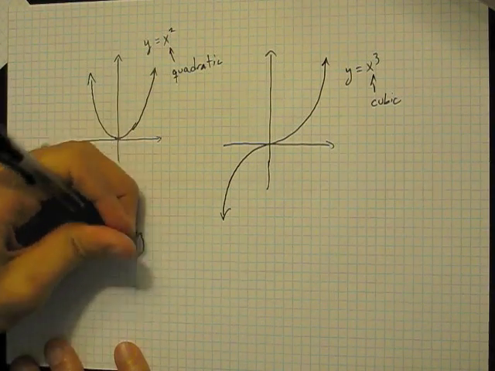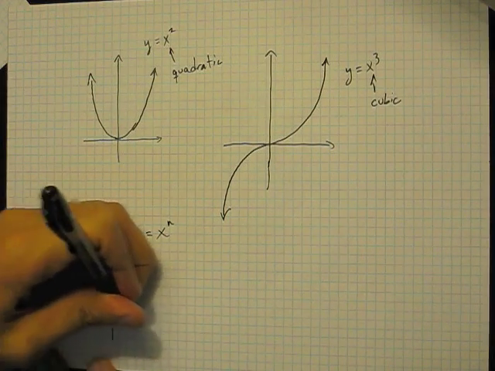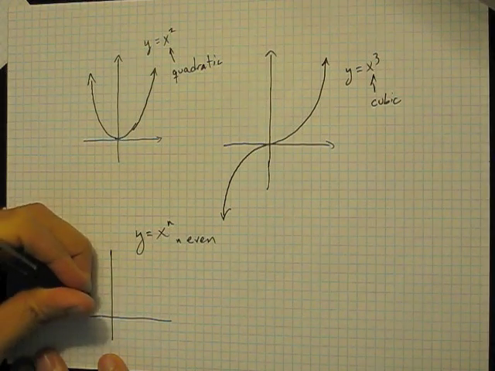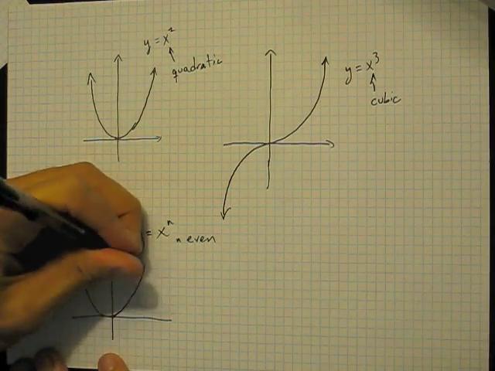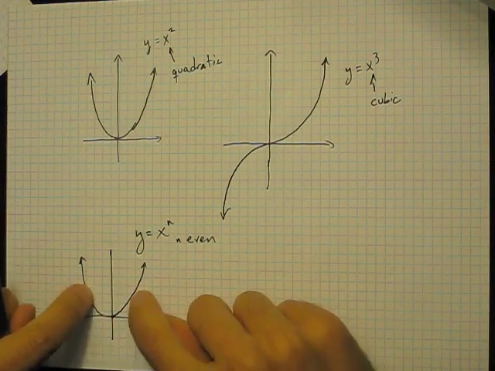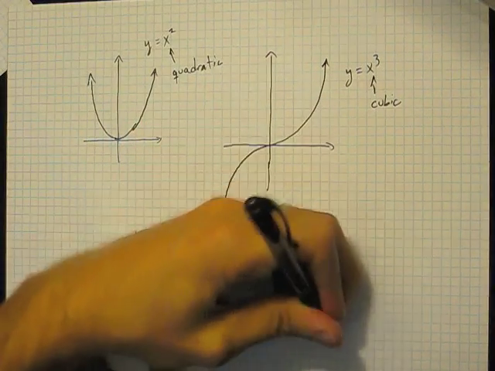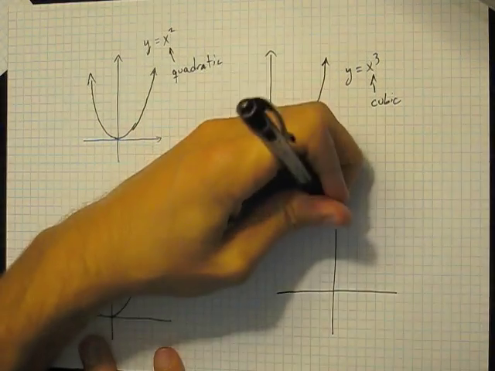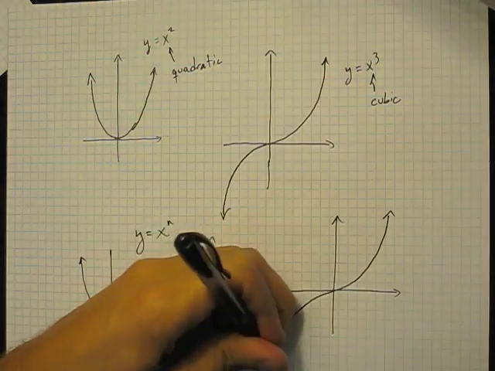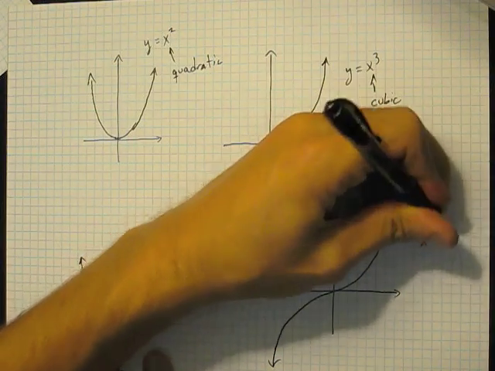So, for instance, if y equals x to the n, and n is even, then the graph is basically going to look like this. The higher this power goes, the fatter the base of this goes. And then similarly, if it's odd, this is y equals x to the n, where n is odd.